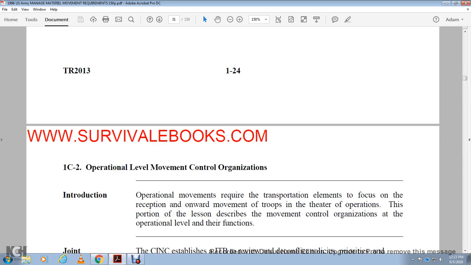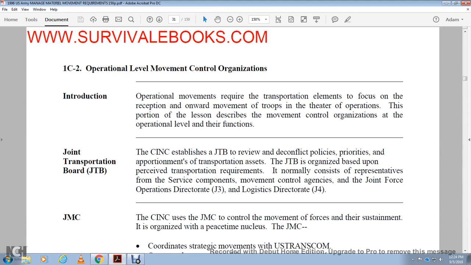Alright, introduction. Operational movement requires the transportation element to focus on the reception and onward movement of the troops in theater operation. In this portion of the lesson, describe the movement control organization at the operational level and their functions. The Joint Transportation Board: the Commander-in-Chief and Joint Transportation Board review the conflict policies, priorities, and apportionment of the transportation assets.